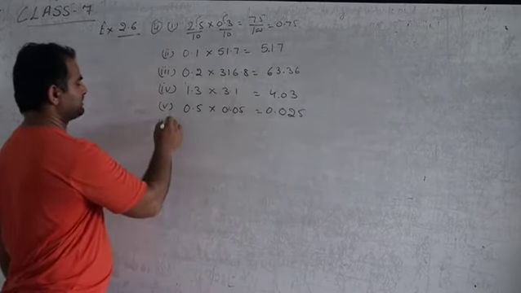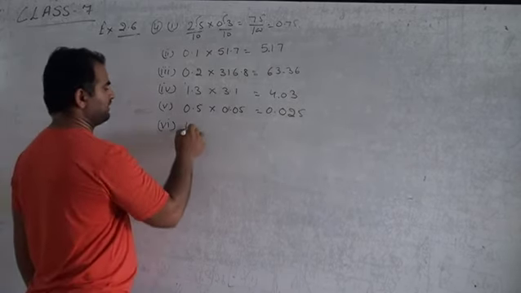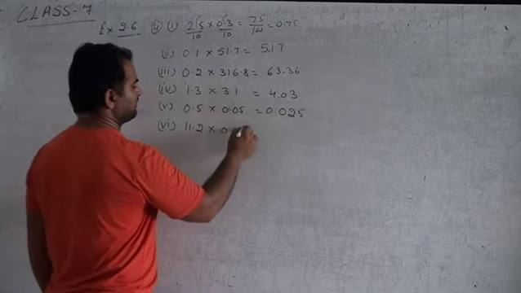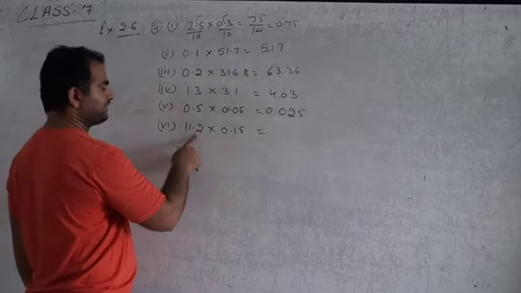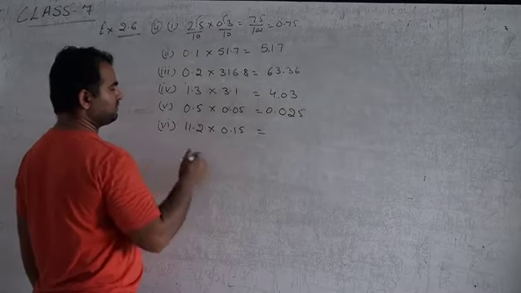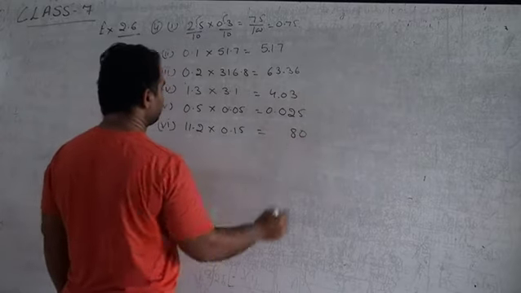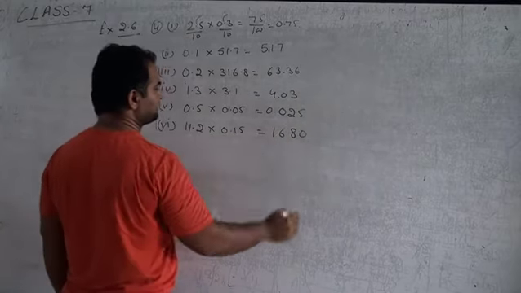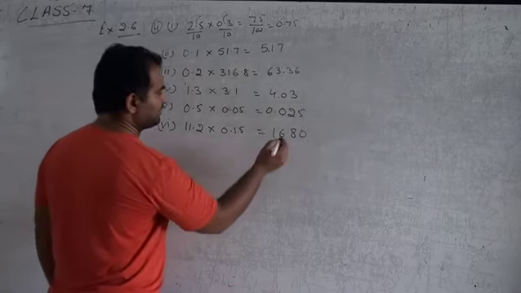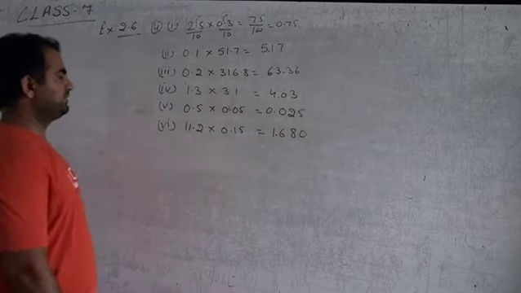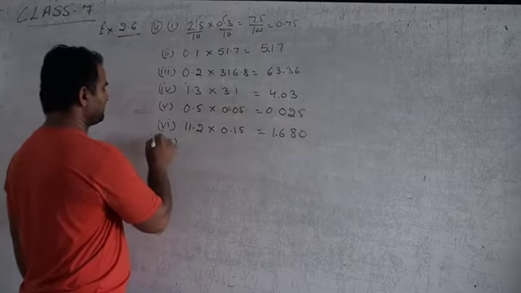Question number 6 is 11.2 into 0.15. So first of all, multiply 15 by 112. 15 times 2 is 30, and so on, it will be 1680. And we have to place the decimal after 1 and 2, that is 3 digits. So the answer will be 1.680. Okay.